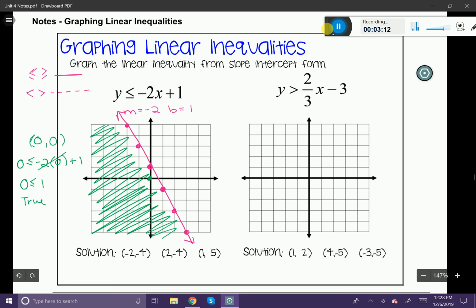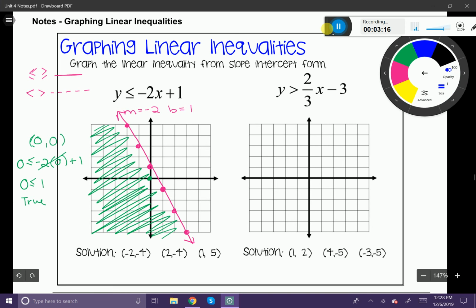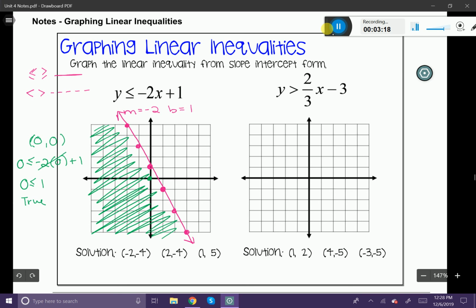Now, let's look at the bottom here. We want to know, are these points solutions? Let's look at the first one, negative 2, negative 4. Negative 2, negative 4 lies about right here. You can see that it's in the shaded region and therefore is a solution to the inequality. 2, negative 4 is in the shaded region as well, so therefore it is a solution. 1, 5 is about right here. You can see that it's in the non-shaded region, therefore it is not a solution to the inequality.